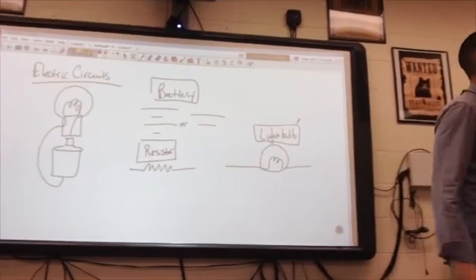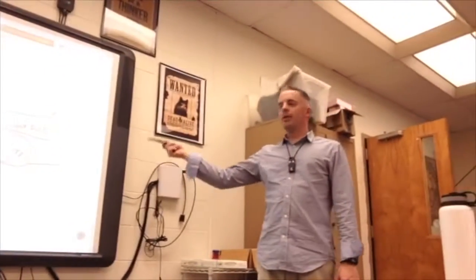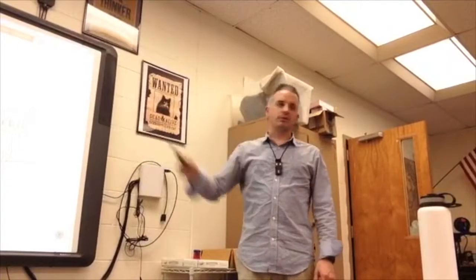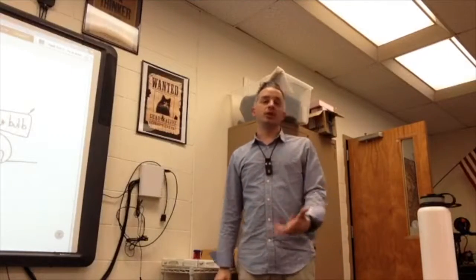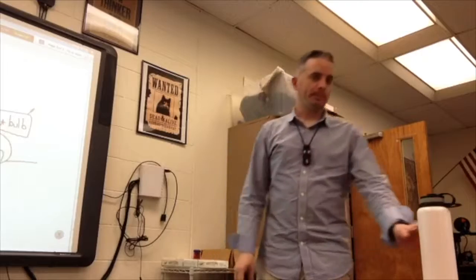This would be a light bulb. Typically, you don't draw a light bulb in a circuit diagram like that. You just draw it as a resistor. A resistor is something that's going to use the electricity. Okay.